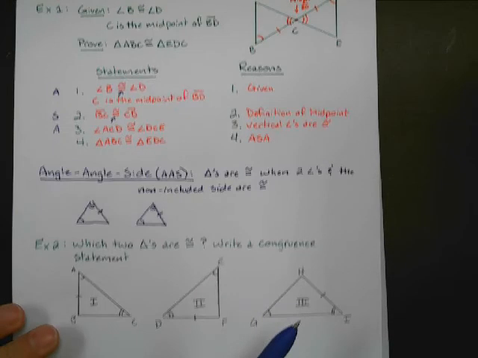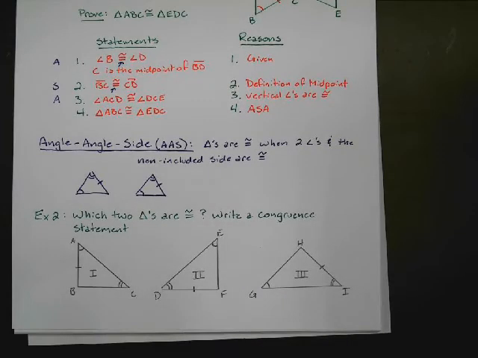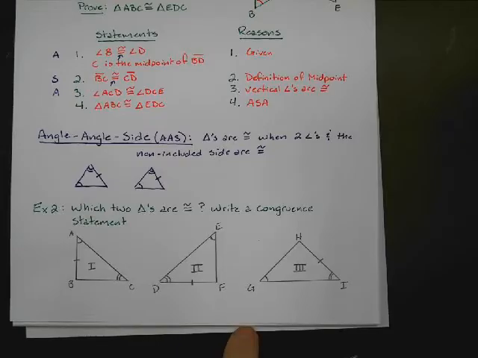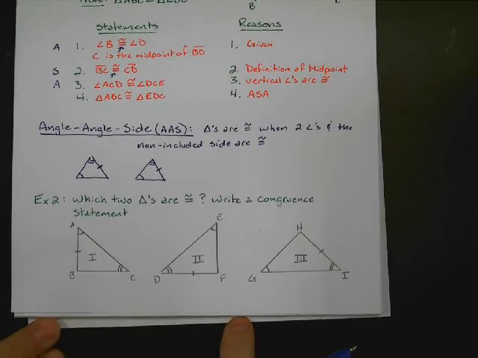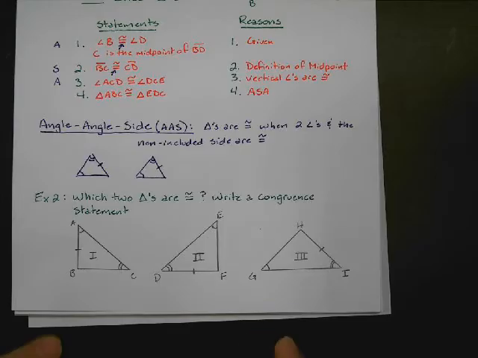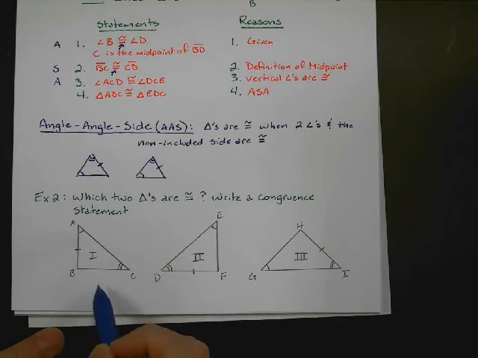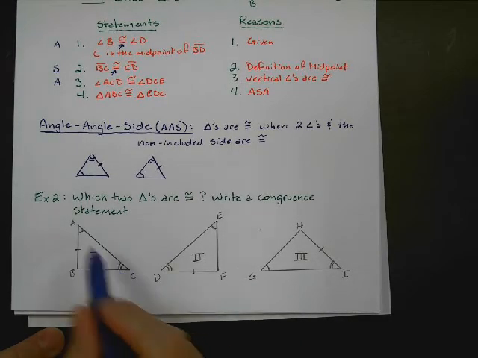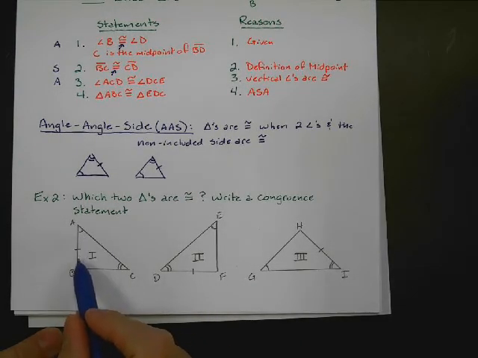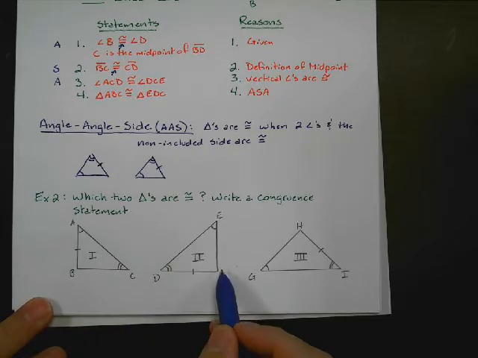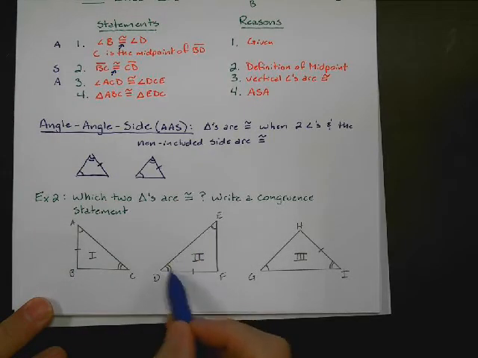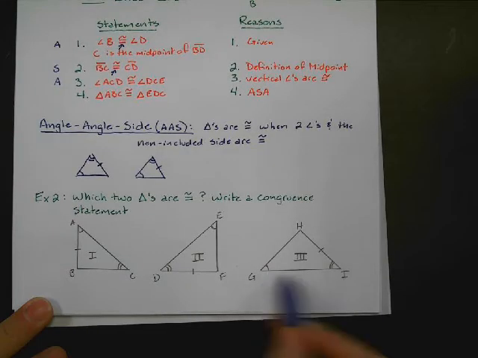Okay, so here's example two. In example two, we've got three separate triangles and only two of them are congruent. So let's look at what we've got. We have to find out which ones are the same. So in triangle one, I've got angle, angle, side. Triangle two, I've got angle, angle, side. Next one, I've got angle, angle, side.